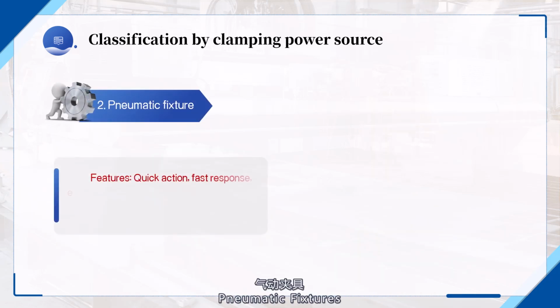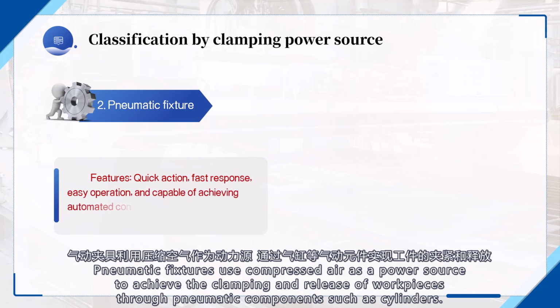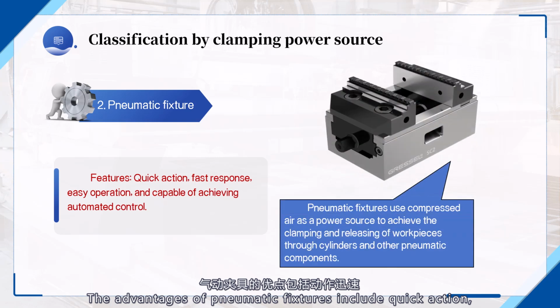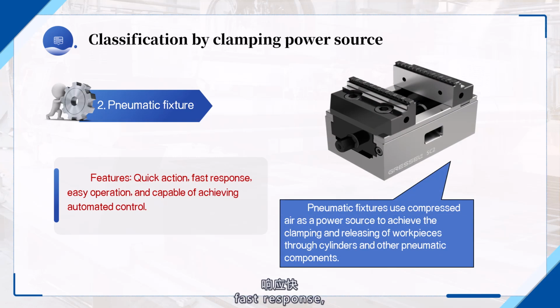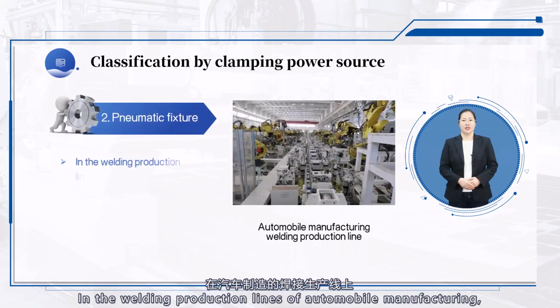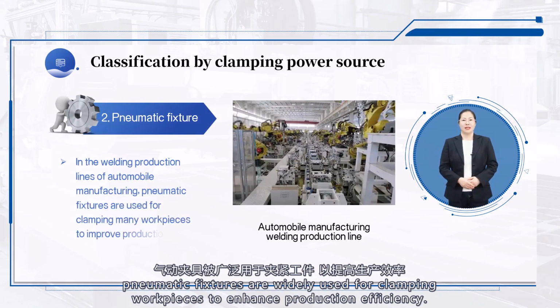Pneumatic fixtures. Pneumatic fixtures use compressed air as a power source to achieve the clamping and release of workpieces through pneumatic components such as cylinders. The advantages of pneumatic fixtures include quick action, faster response, and easy operation, allowing for automated control. In the welding production lines of automobile manufacturing, pneumatic fixtures are widely used for clamping workpieces to enhance production efficiency.